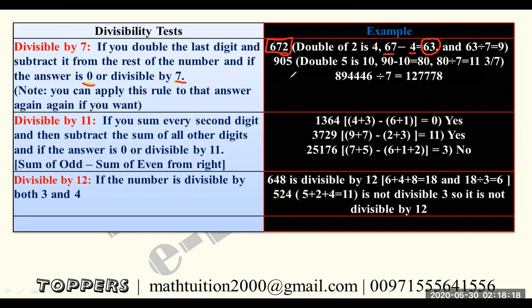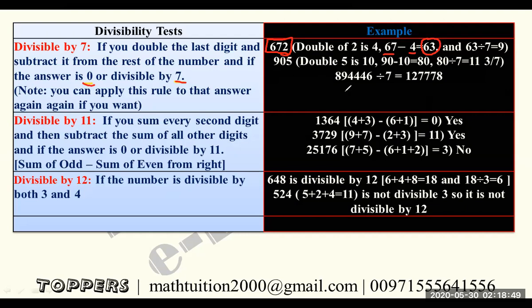Next, 907. If you double the last digit, that is 7, we will get 14. Subtract 14 from the remaining number, that is 90. So 90 minus 14 is 76. 76 is not coming in the table of 7, right? 70 and 77 are there, 76 is not. So the number 907 is not divisible by 7. Okay. So 907 is not divisible by 7.